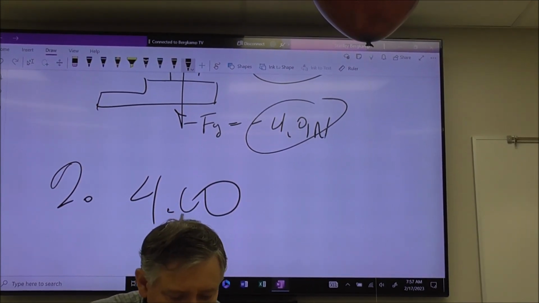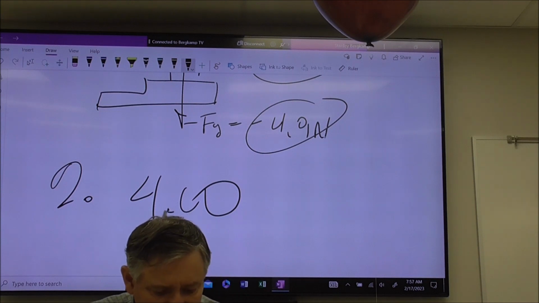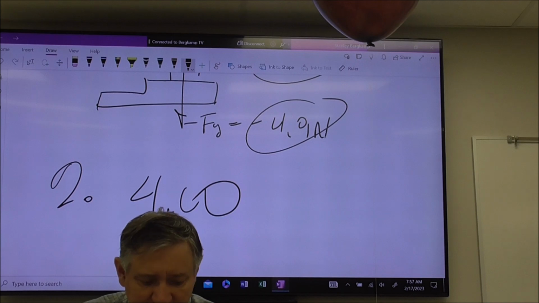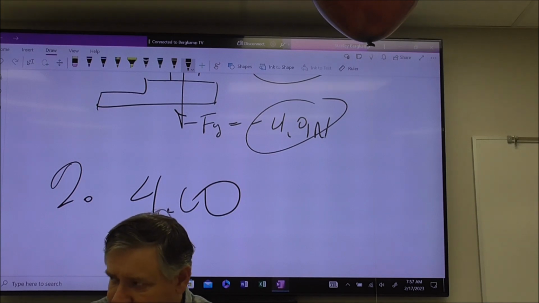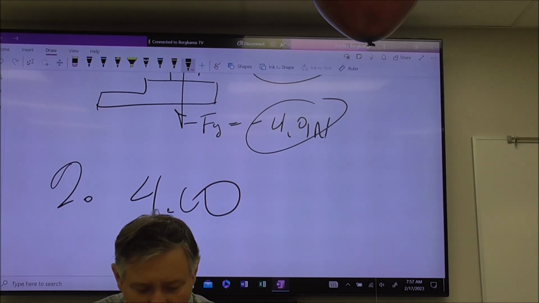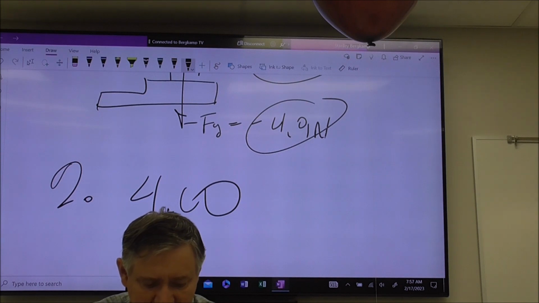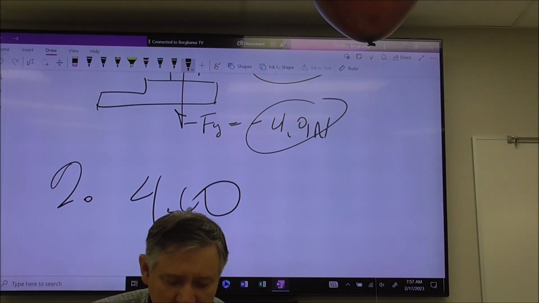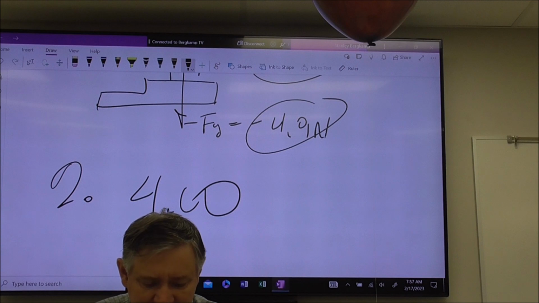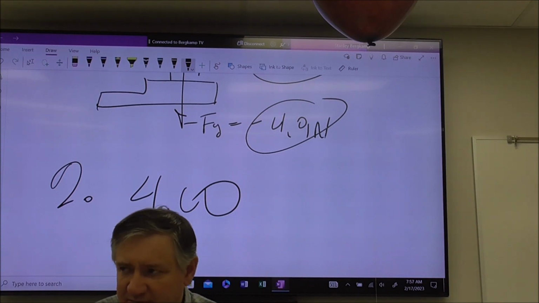All of your answers on 6, 7, and 8 should be something times 10 to the third. Your answer to number 9 should be something times 10 to the fifth.